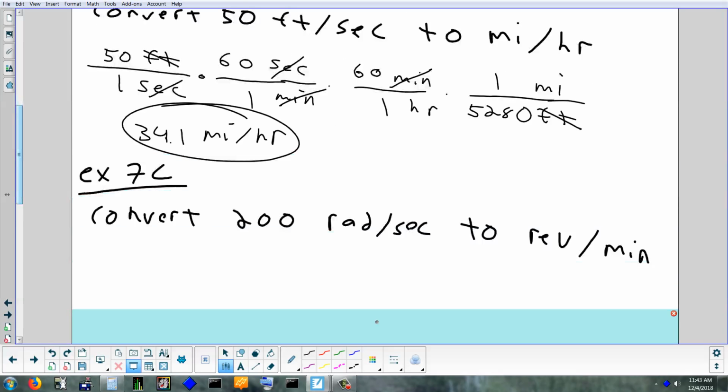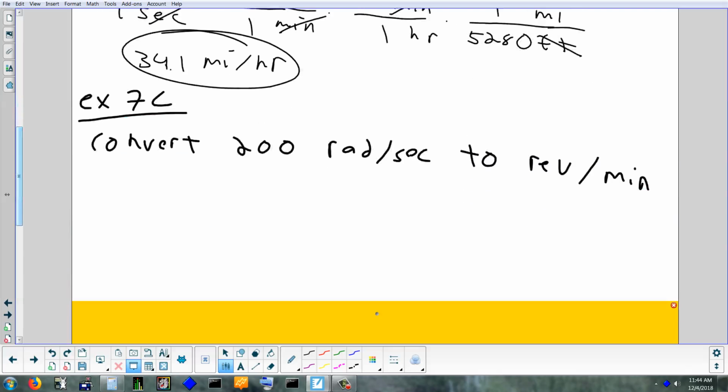Let's try angular to angular. I'm giving you an angular speed, 200 radians a second, and I want you to convert that to RPMs, revolutions per minute. So this is angular speed to angular speed.